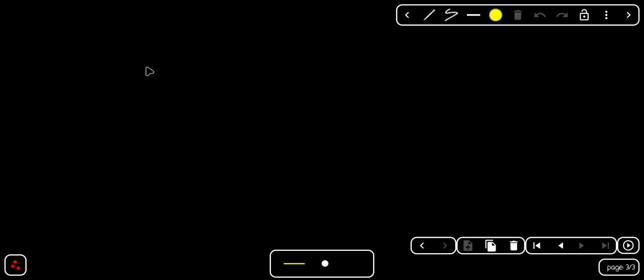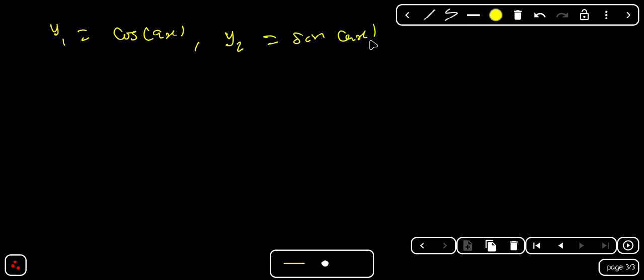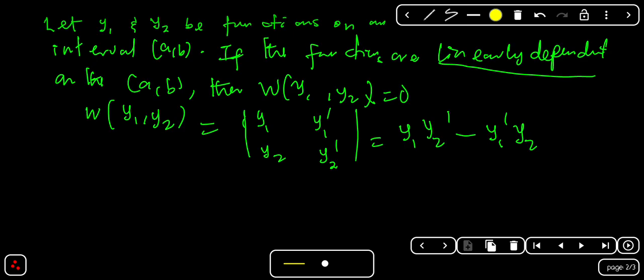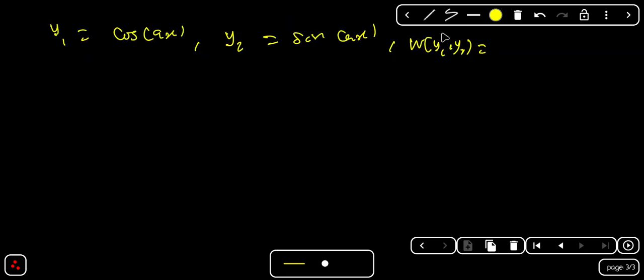All right, the second question: y1 equals cos ax, and y2 equals sine ax. We want to check if these two functions are linearly independent or linearly dependent. Now, let's not forget the formula. The Wronskian of y1, y2 equals y1 y2 prime, sorry, I always forget the formula, so y1 y2 prime minus y1 prime y2.